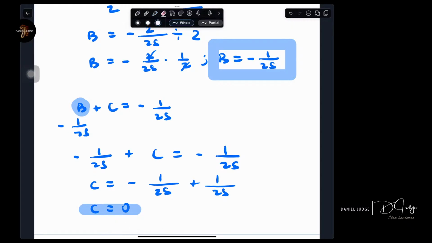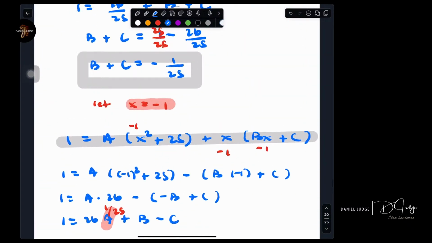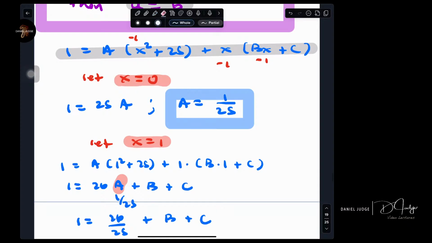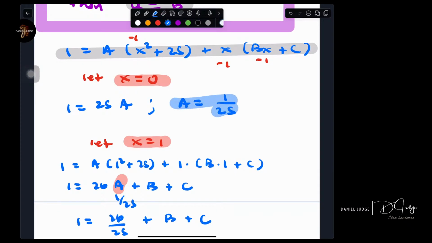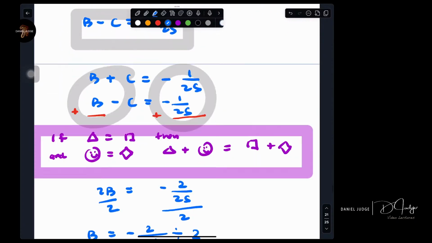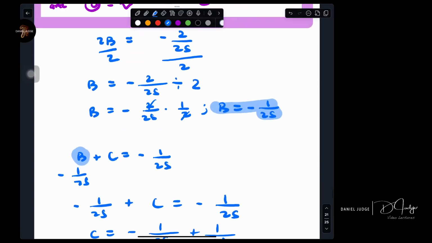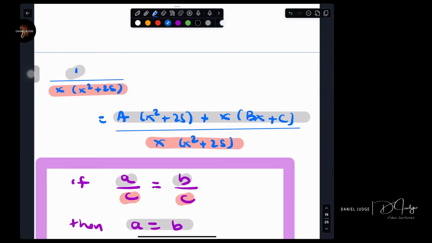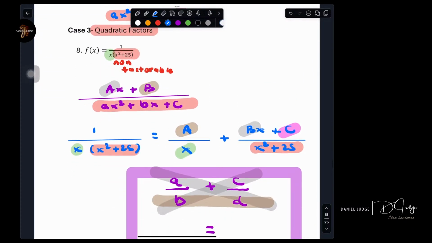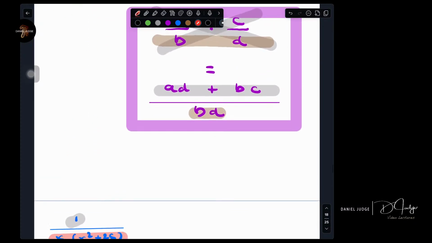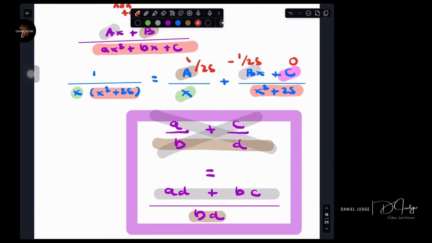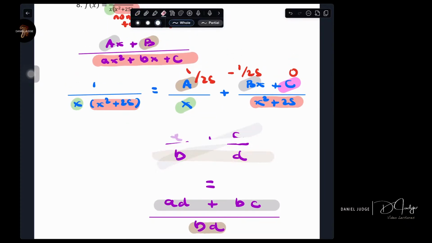So I think I'd rather just highlight the numbers. And we know a is 1 over 25. B is negative 1 over 25, and c is 0. So let's fill in the values. So I'm going to put my answer here. I'm going to erase this.